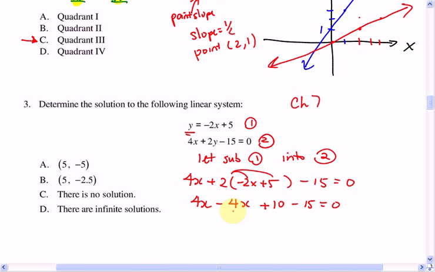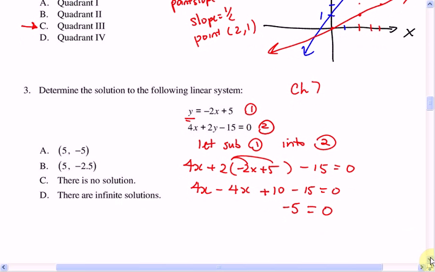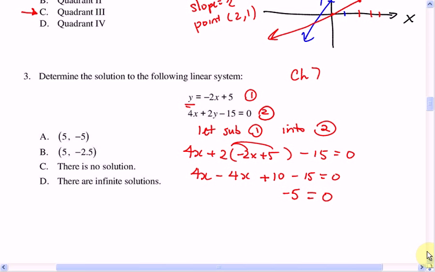4x minus 4x is 0x. No more x's. 10 take away 15 is negative 5, and you get this lovely fact. Or is it a fact? Negative 5 equals 0? Don't think so. Not true. Since this is not true, there's no x's, what type of solution do we have? And if you said this is no solution, you are correct.